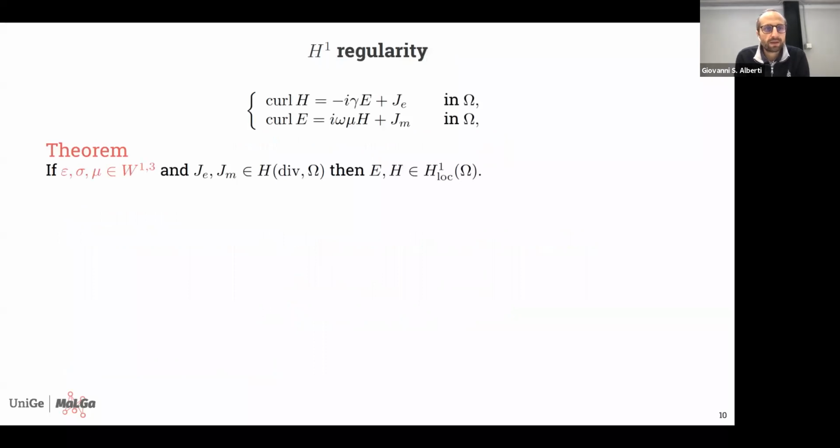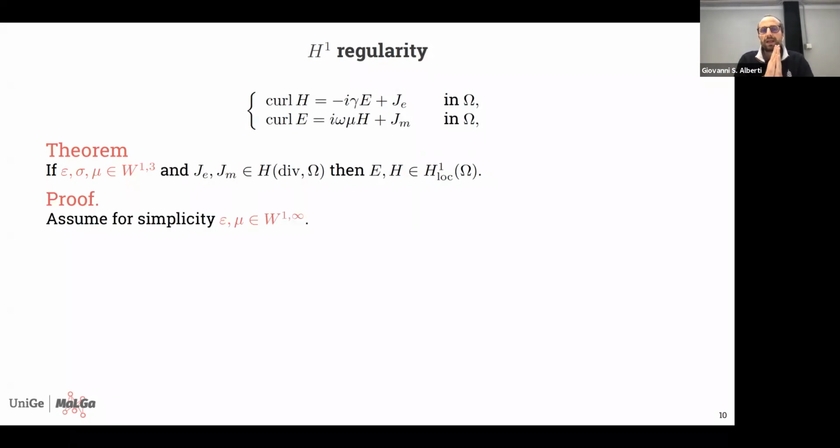Right, now it's okay. So here I'm just repeating the PDEs for Maxwell's equations, and the theorem is as follows. It is enough, exactly as we saw in the zero frequency case, to require the coefficients to be in W^{1,∞} and the sources to be in H-div to obtain E and H in H1. So basically we see here that the situation is exactly the same as the one we saw in the zero frequency case with the conductivity equation, exactly the same result. Let's see why this holds.